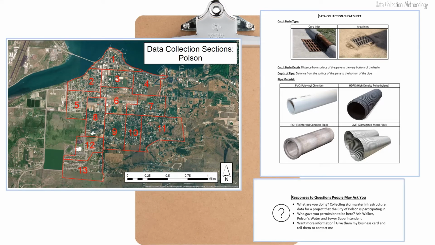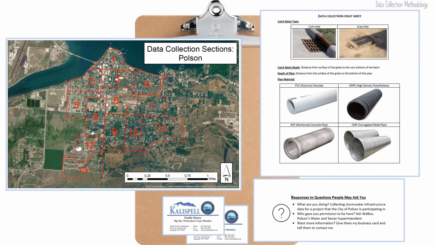Also on the clipboard, you'll find a slip of paper with responses to questions that people may ask you while you're out collecting data. I've never been out doing work in an urban area when people haven't talked to me, so these are just some responses to common questions I get asked. To this slip, I've also attached a couple copies of my business card. If you encounter anyone who wants to know more information about the project, or who is hostile in any way, which shouldn't happen, but you never know, just give them my card and tell them to contact me directly.